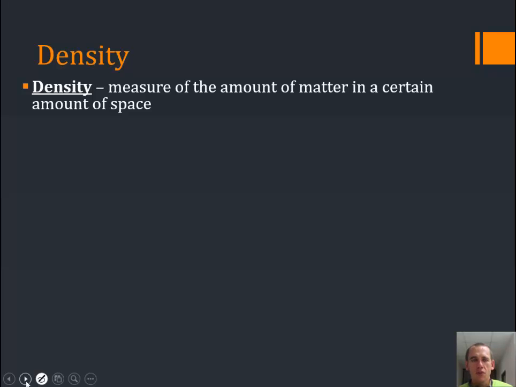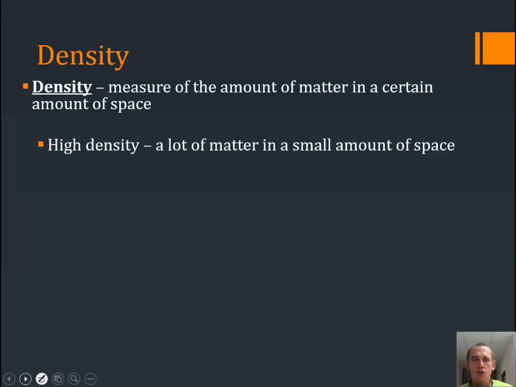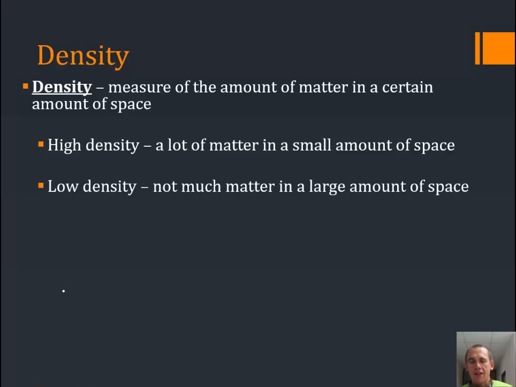If you ever picked up a piece of aluminum, you know a chunk of aluminum feels pretty light for its size, but a chunk of steel feels pretty heavy for its size. And that's because steel has more particles packed into it in the same amount of space. So high density, a lot of matter in a small amount of space. Aluminum, on the other hand, not as much matter in that same amount of space, or even a larger amount of space.